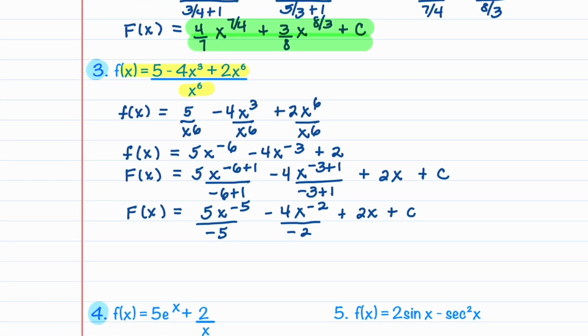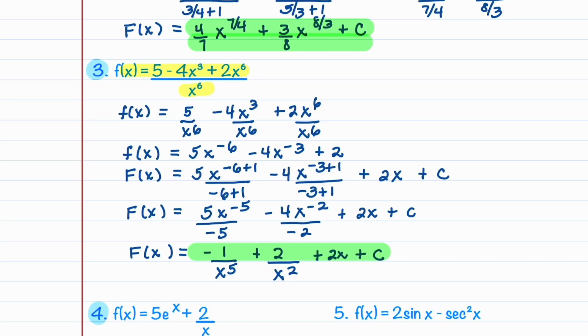Now we just have to simplify it once more, and we'll get our answer. Capital F of x is equal to minus 1, all divided by x to the 5th, plus 2, all divided by x squared, plus 2x plus c. And there's our final answer.